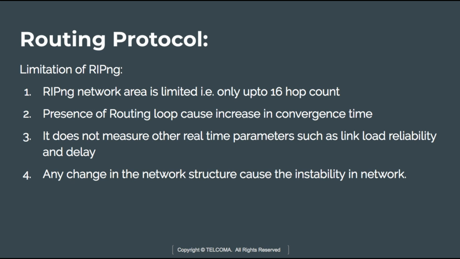To overcome some of these limitations, there are two techniques. The first is split horizon: a router will never advertise a route back over its next hop interface. The second is split horizon with poison reverse: a router advertises a route back over its next hop interface with a metric of 16. These are the two concepts used to overcome some of the limitations in RIPng. But we are not using the RIPng routing protocol in IPv6.